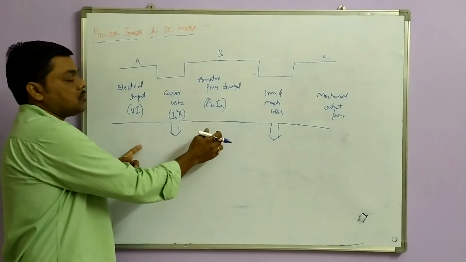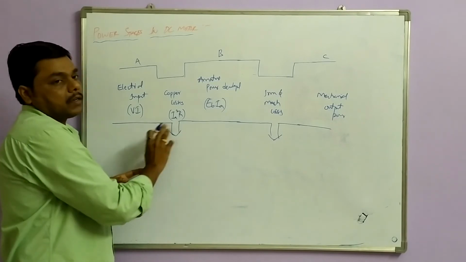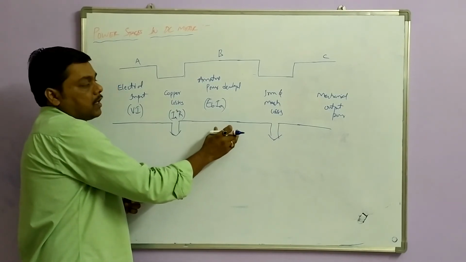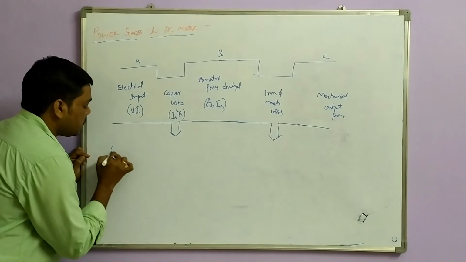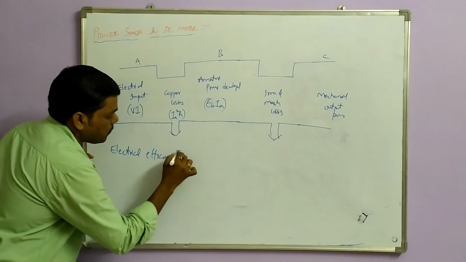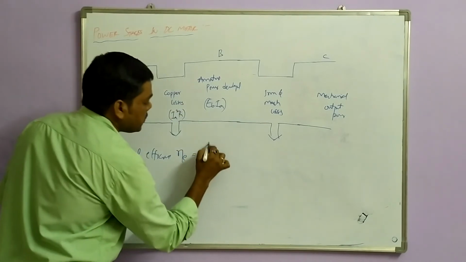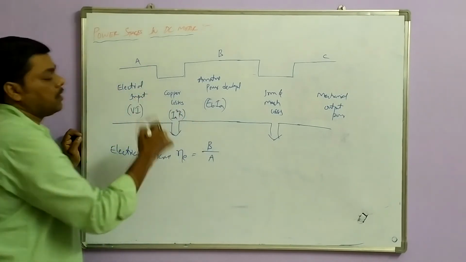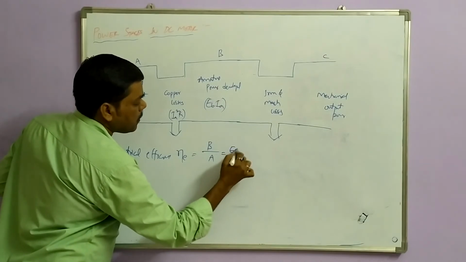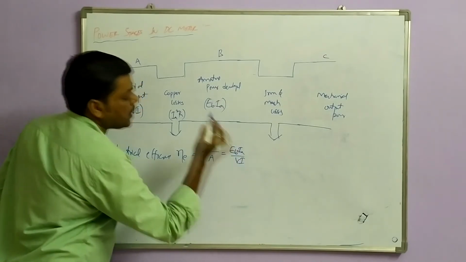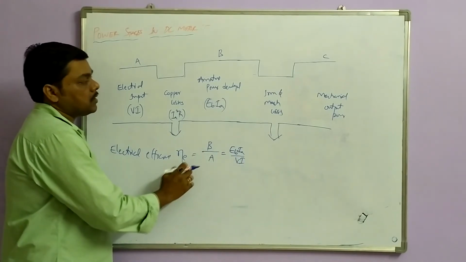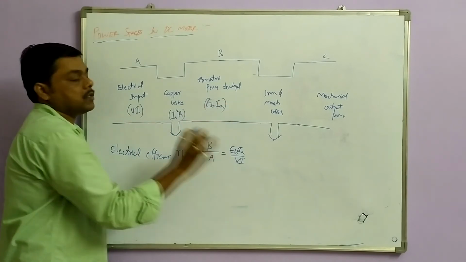Now you consider this first two stages, this will be the electrical efficiency. Why? The input power is electrical and you are generating the equivalent mechanical electrical power. So electrical efficiency is equal to stage B by stage A. Now what is stage B? Armature power developed, nothing but EbIa by VI. Okay, so whatever the magnitude you can calculate, the electrical efficiency is second stage B by first stage.